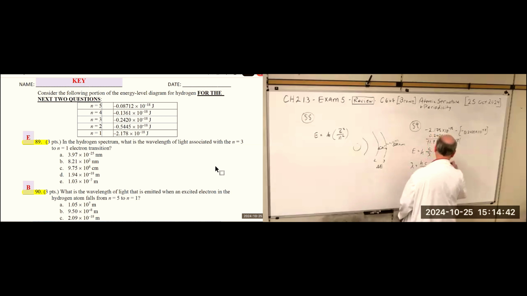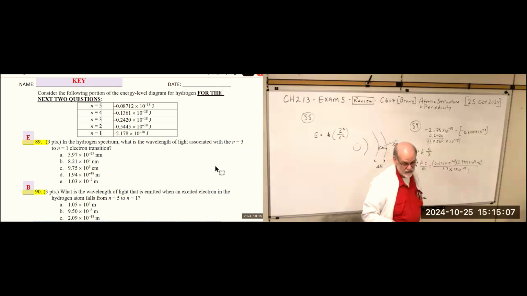6.626 times 10 to the minus 34 joule seconds, and 2.9979 times 10 to the 8th meters per second divided by this energy transition, 1.9360 times 10 to the minus 18th joules. And that will give us the wavelength in meters, 1.03 times 10 to the minus 7.